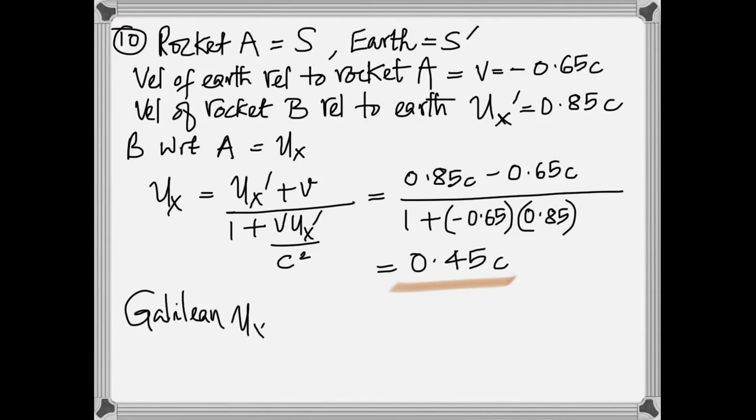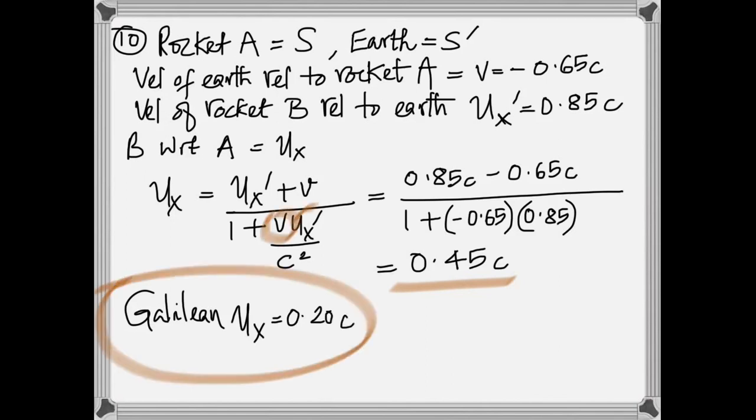According to the Galilean principles, ux would have been just the difference, and you would have got 0.20 c, which is completely off from 0.45 c. I hope you get a good idea of this problem.